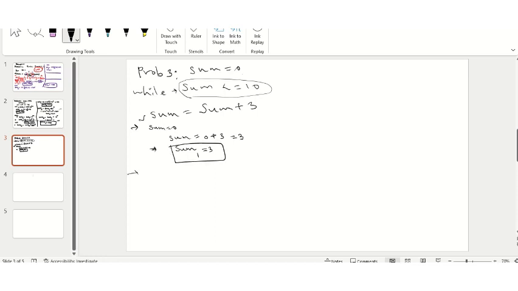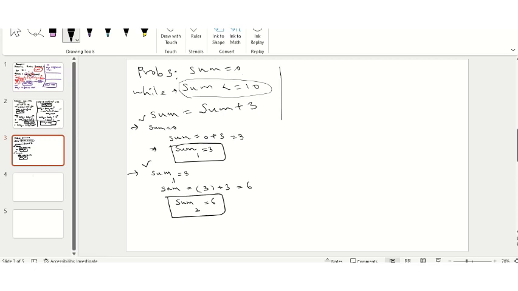Now I will start with the second iteration. Sum is equal to 3, I am starting with. Next, whether the same condition is satisfied or not. Sum is less than or equal to 10. Yes, it is satisfied now. Again, I am moving on to the sum value. Sum is equal to sum plus 3. It is equal to 6. So sum after the second iteration is equal to 6. Right?